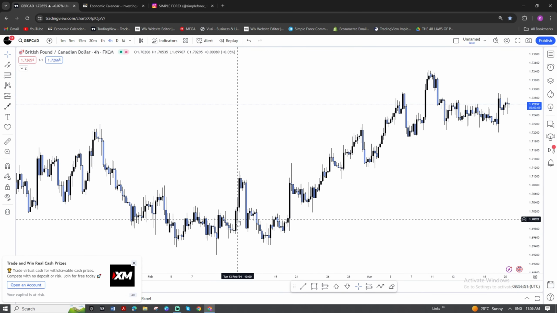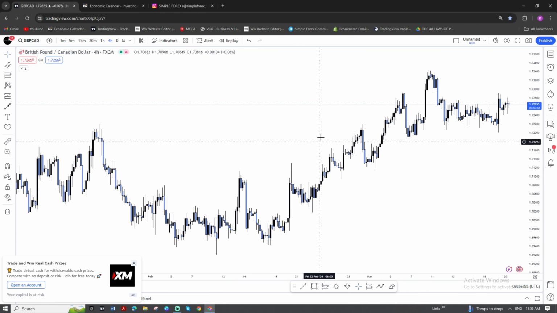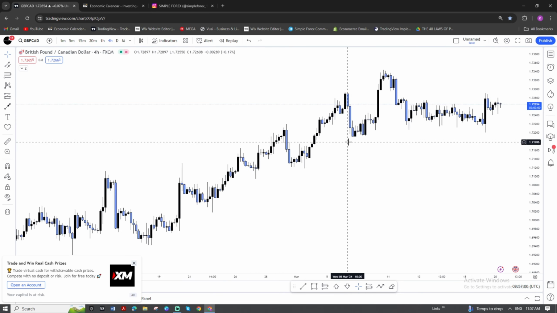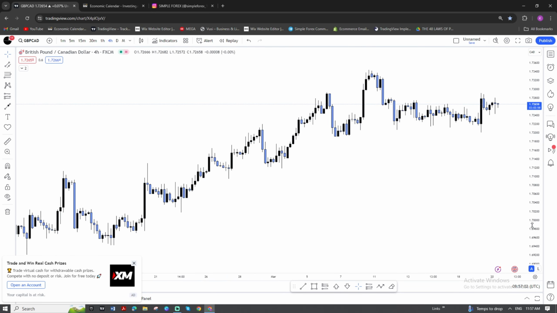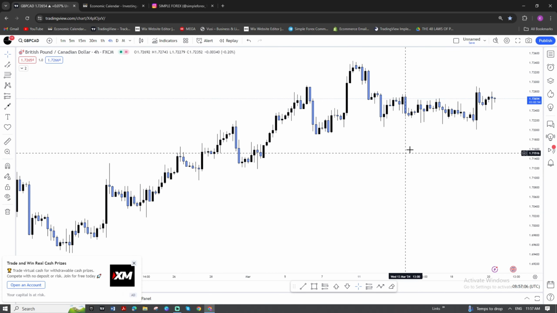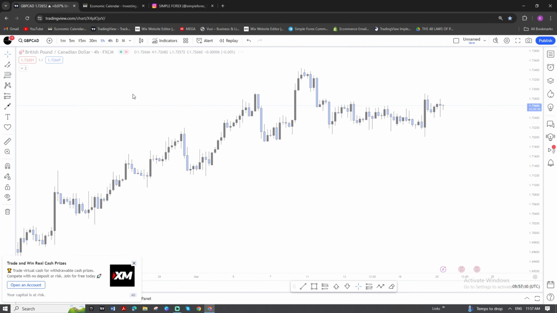As you can see, on the 4-hour time frame, we're in some serious bullish market structure. The price just keeps on breaking the highs, breaking the highs. So it's an indication for us that we're in a bullish market structure, and it would be wise for us to seek the buys.